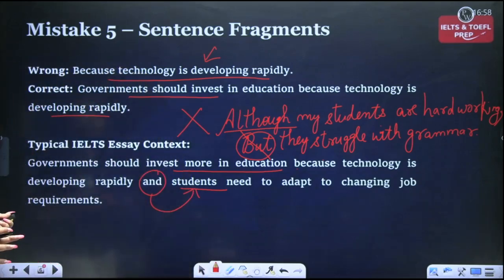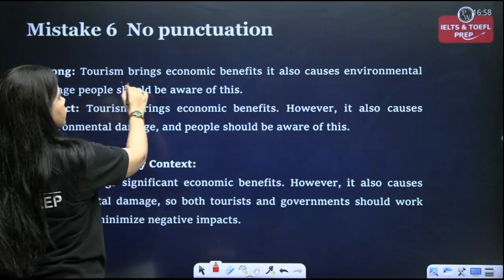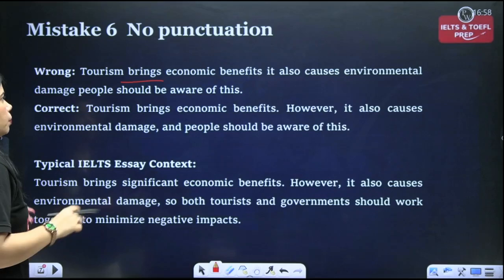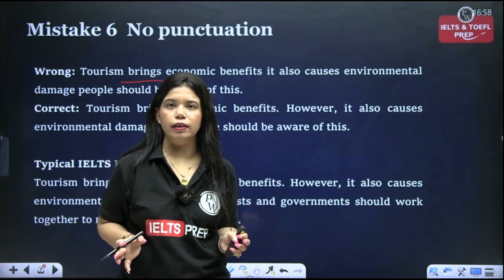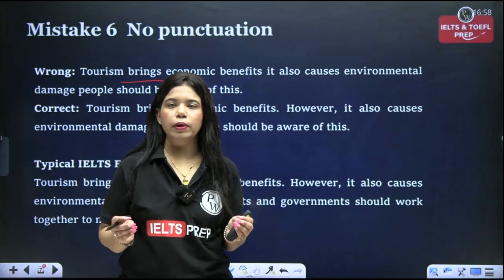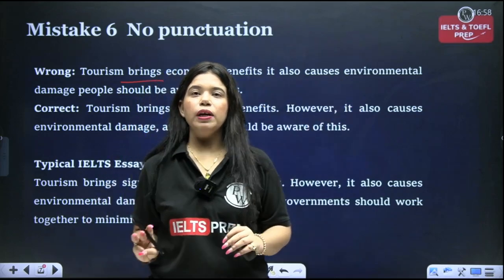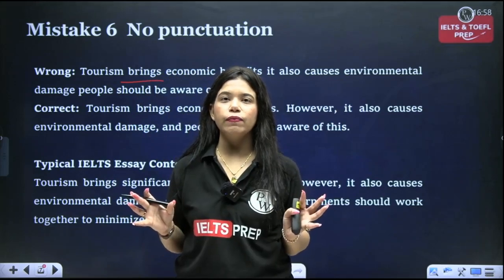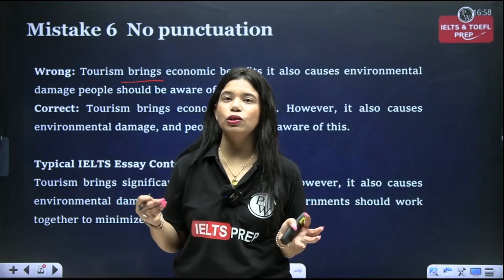Moving on to the next one, no punctuation. All right. So tourism brings economic benefits. It also causes environmental damage. People should be aware of this. This is also something that happens a lot in writing. Now, what is the problem here? The problem is we are writing 3 sentences, but there is no full stop. There is no conjunction for connectivity. We are just keeping on writing. This kind of writing will not fetch you a high score.